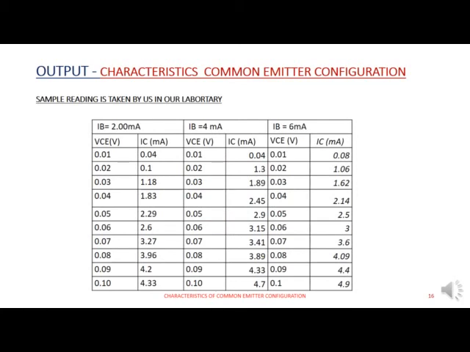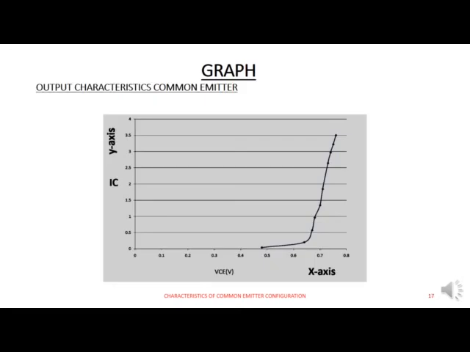And this is the sample reading taken by us in our laboratory. You can see for IB equal to 2 milliamps, VCE is found and IC is found. And for IB equal to 4 milliamps, VCE is found and IC is found, and so on, IB equal to 6 milliamps. And this is the graph drawn for the output characteristics between IC and VCE.